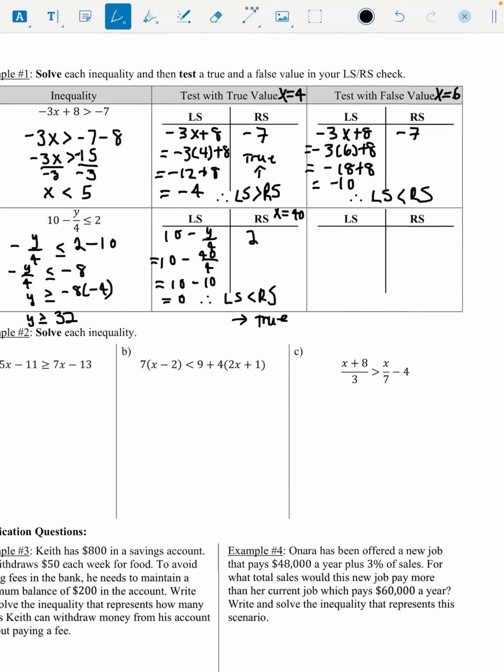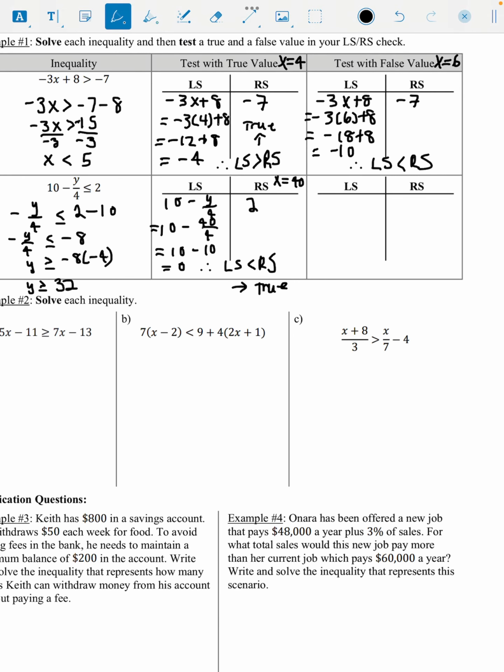Now let's try our false value. So I'm just going to recopy the left side, which is 10 minus y over 4, and our right side, which is 2. So in this case, I'm going to choose a number that is less than 32. So let's say x equals 28.